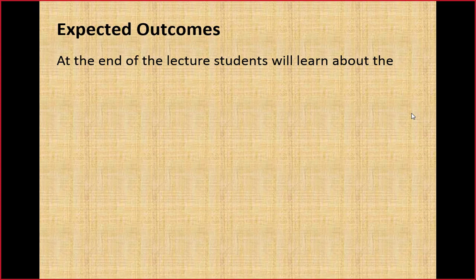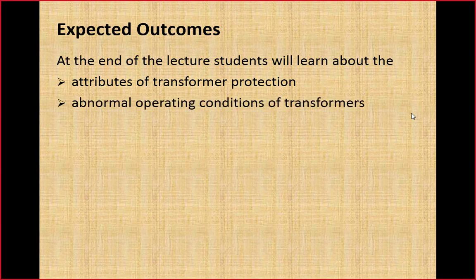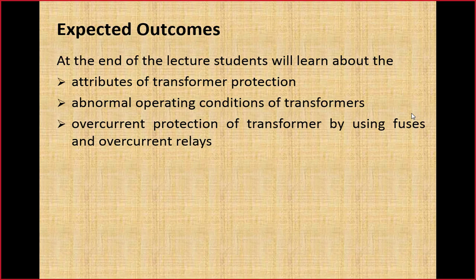Expected outcomes: at the end of the lecture, the student will learn about the attributes of transformer protection. Student will be able to learn about the abnormal operating conditions of transformers that need protection. Student will learn about the overcurrent protection of transformer by using fuses as well as overcurrent relays. So here we discuss the time delay overcurrent relay and instantaneous overcurrent relay.